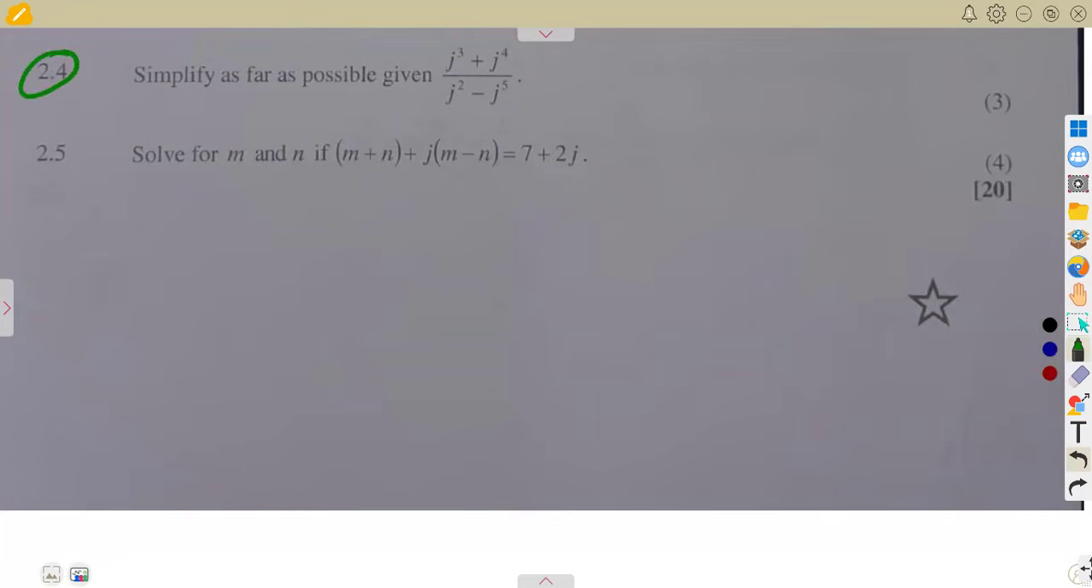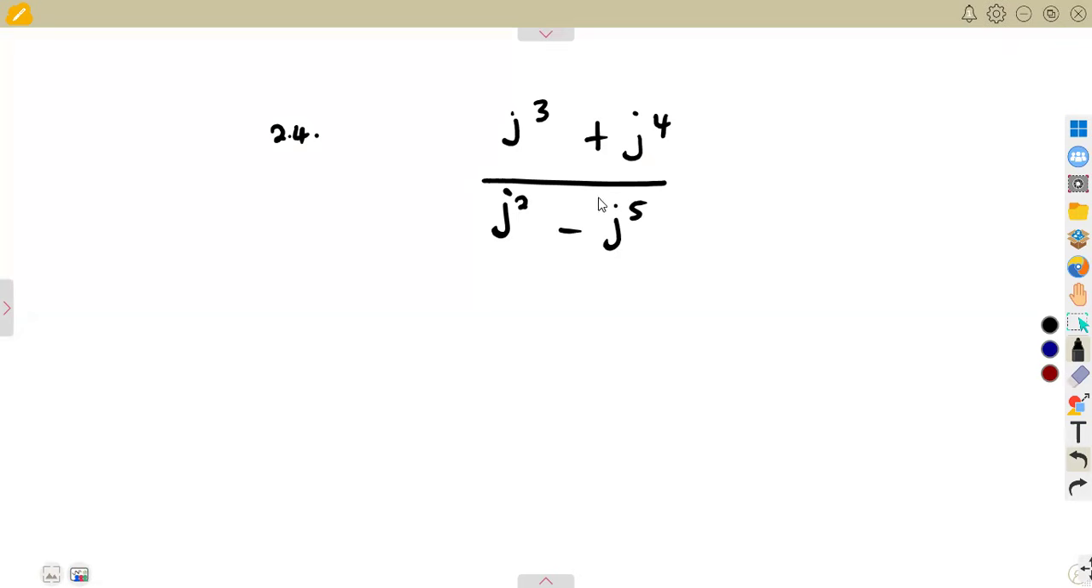2.4, simplify as far as possible. 3 marks. Okay, that's 2.4. Let me just write it aside. J to the exponent of 3 plus j to the exponent of 4, everything over j squared minus j to the exponent of 5. Simplify. This type of equation is in your hands. You simplify the way that you actually want.